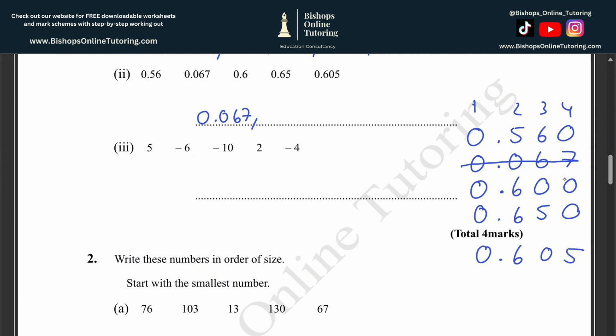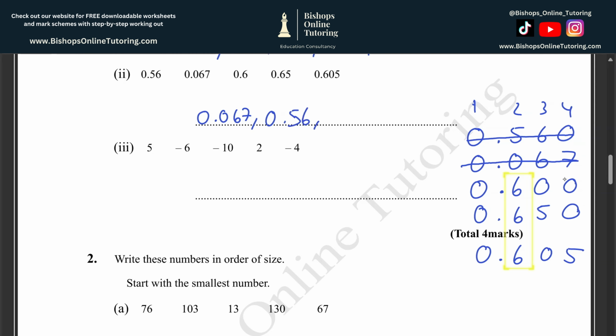Now, same exact thing. We've already looked into column number 1, so let's not waste our time with that. Let's just carry on from column number 2. In column number 2, we can see that we've got a 5 and 3 sixes left. So then clearly 0.56 will be our next smallest number, 0.56.